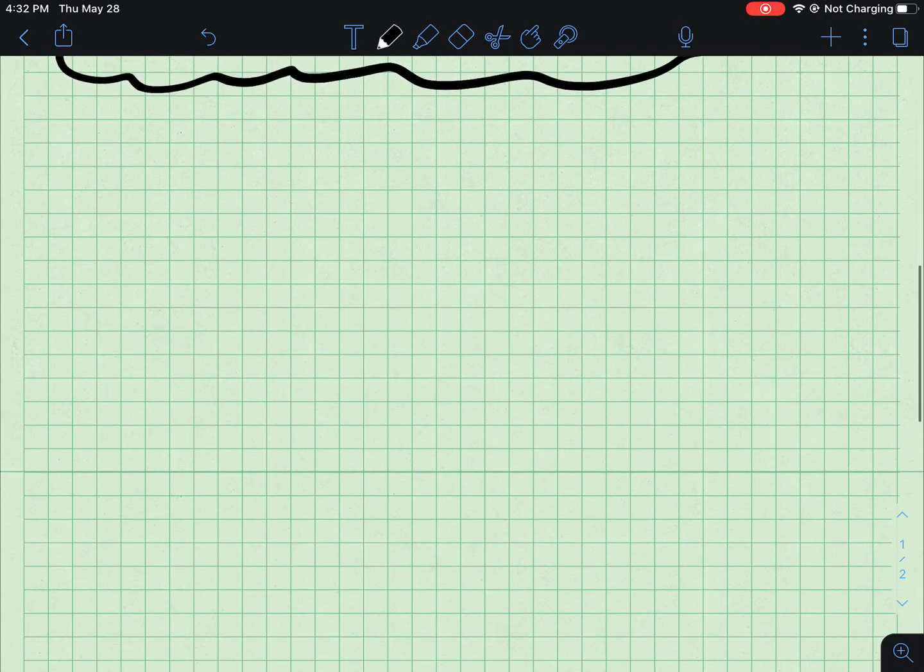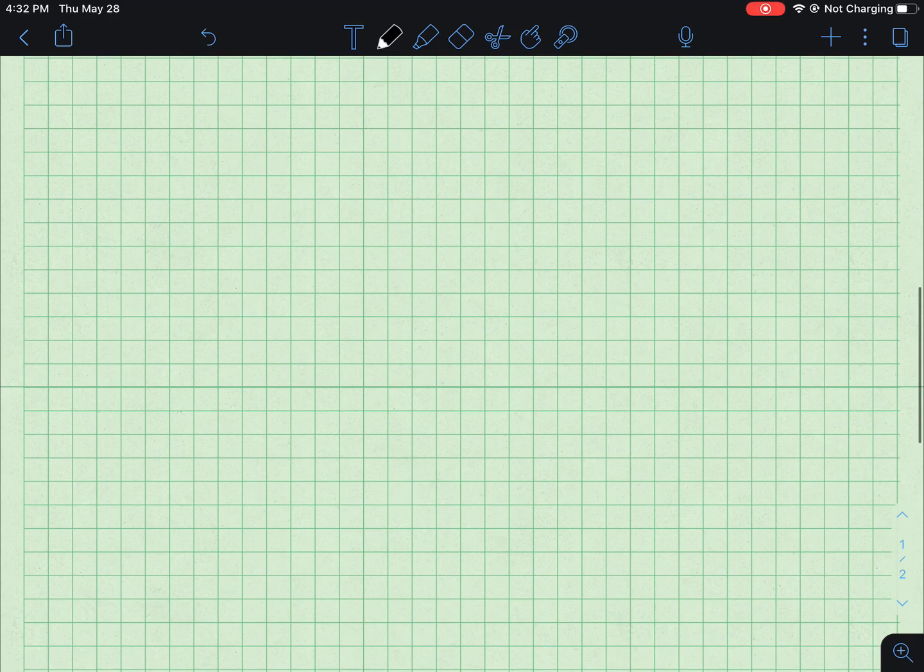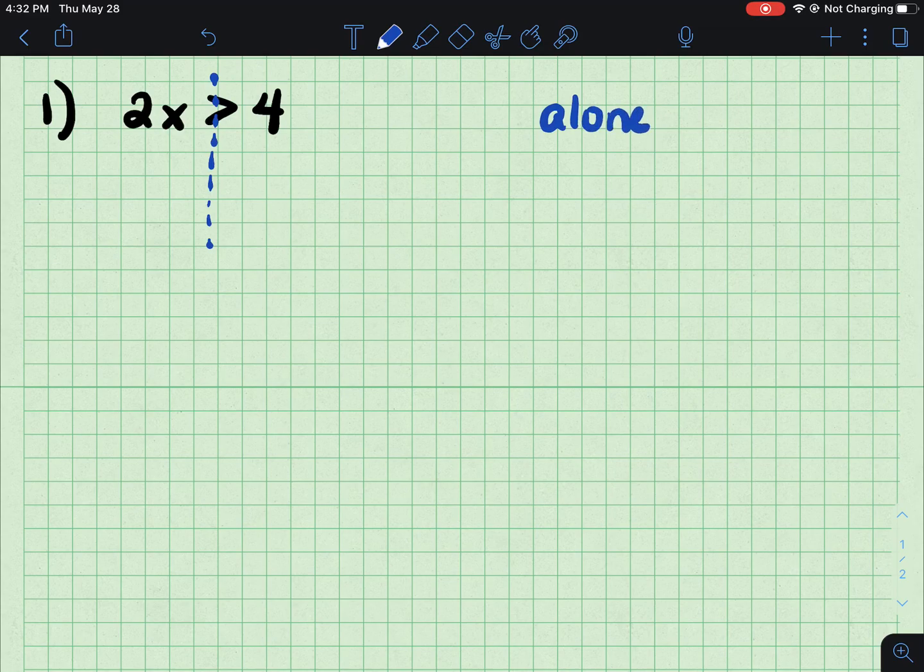Okay, so let's just try a couple of examples. I think I only have 3 today, so this won't even be a long assignment. Our first example is 2x is greater than 4. Let's start with drawing our line so we know which side is which. Let's ask our question: what wants to be alone? In this case, I hope you know already, x wants to be alone.